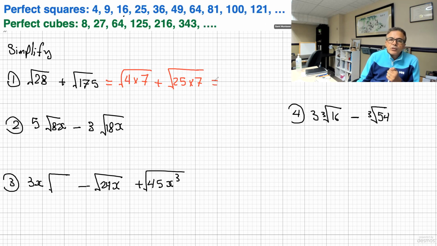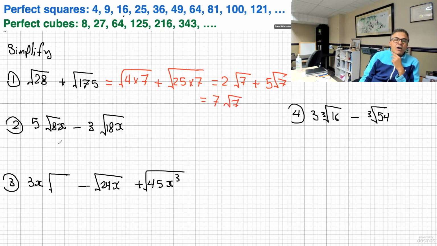Now, the square root of 4 is 2, and then there's 7. You cannot square root that because that's not a perfect square. So 2 root 7 plus the square root of 25 is 5, and we cannot square root this 7 because it's not a perfect square. Now, see, because they're like terms now, both of them have a square root of 7, I can add them by adding the coefficients. So 2 plus 5 is 7. So it gives me 7 root 7.